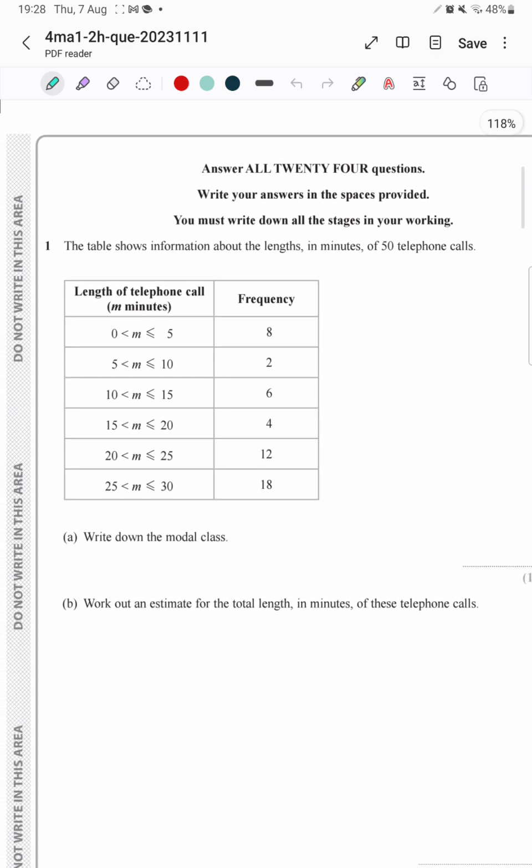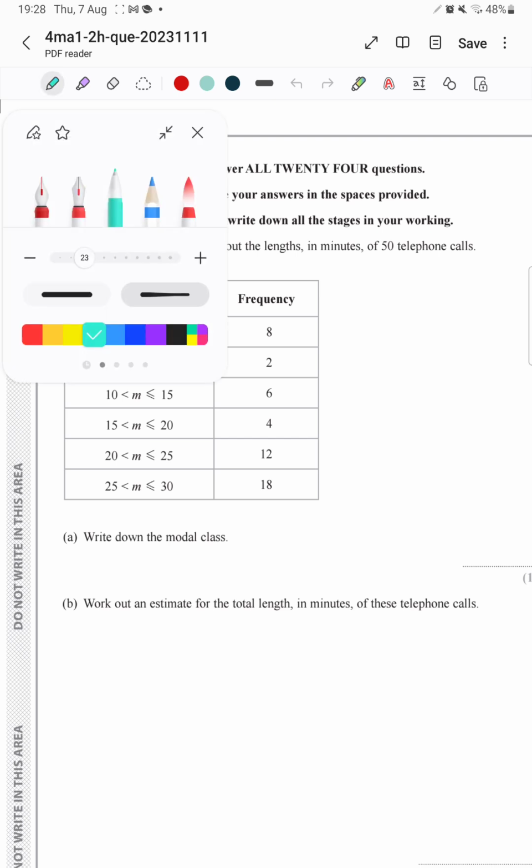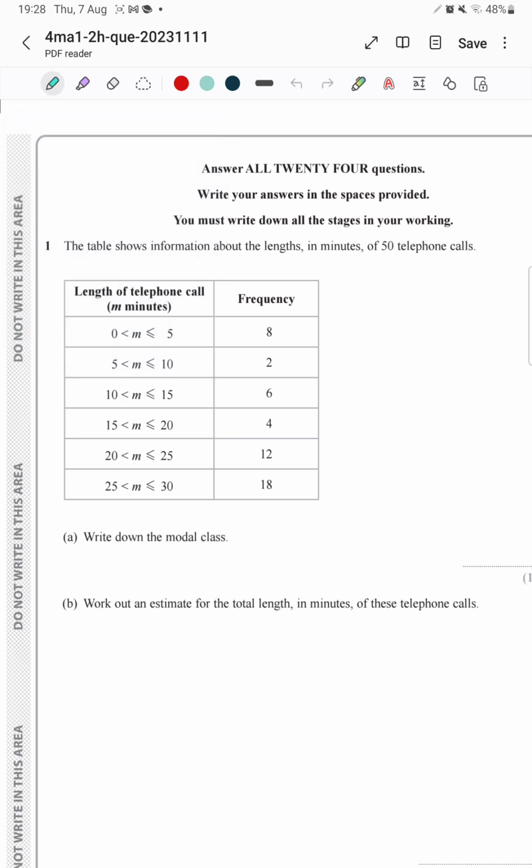The first question is, the table shows the information about the lengths in minutes of 50 telephone calls. One very important point is, whenever you have a statistics question, you have to see the graph or the data table carefully and see what units are given. Here we have the length of telephone calls, given in minutes. 0 to 5 minutes, there are 8 calls like that. 5 to 10 minutes, there are 2 calls like that, and so on.